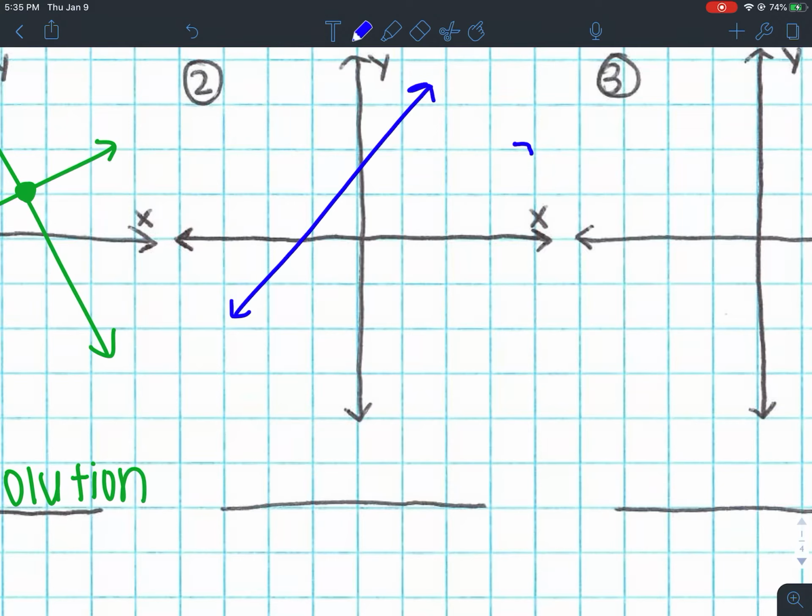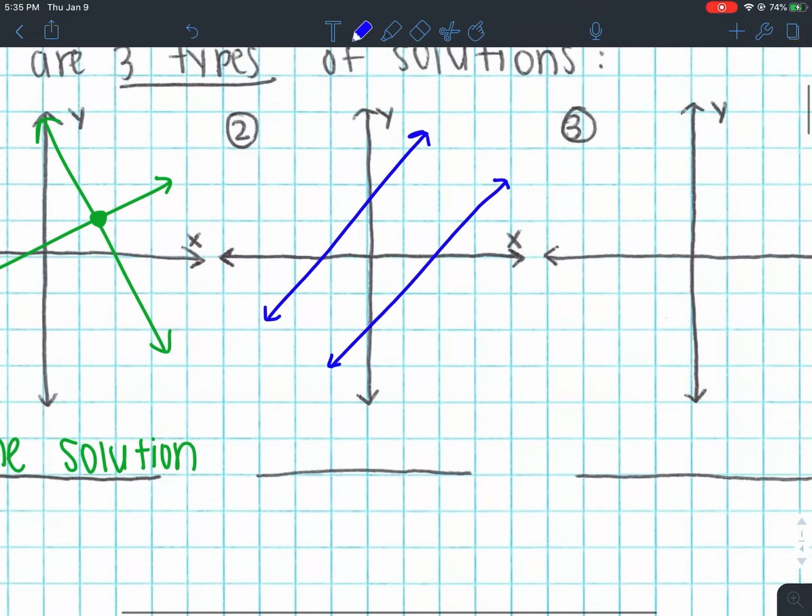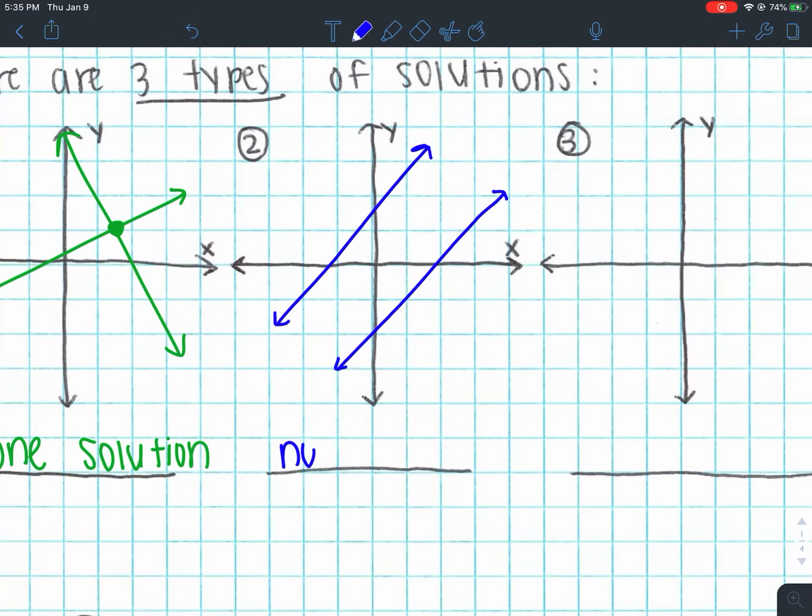But we could have a line that looks like this, and maybe we have a line parallel to it. So what makes two lines parallel to each other? Well, they have the same slope. If they have the same slope and they're parallel lines, are these lines ever going to intersect each other? No, they never cross. So if they never cross each other, then there's no solution. And this only happens if we have parallel lines.